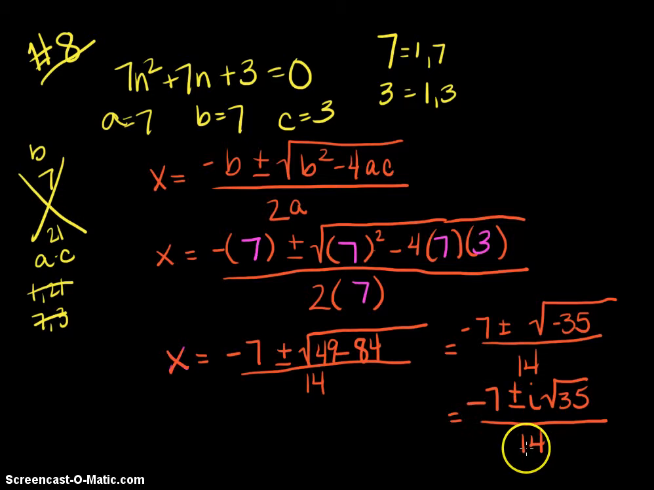And 7 goes into 14, and 1 goes into 14, but this is what we're going to say is in its lowest terms. So x is equal to negative 7 plus or minus i times the square root of 35, all over 14. All right, and it's in its lowest reduced form, which is what we have struggled with.